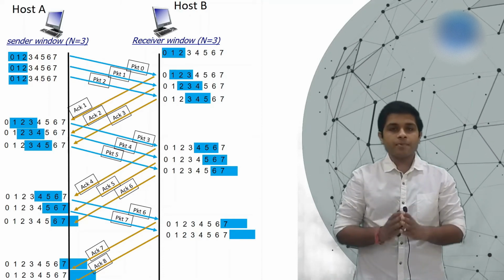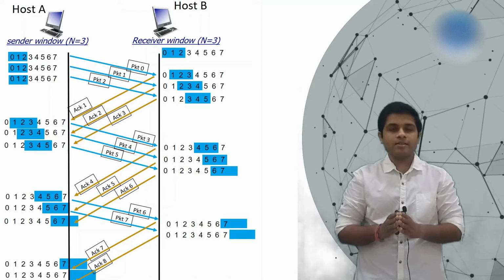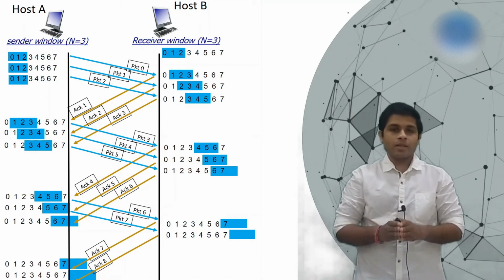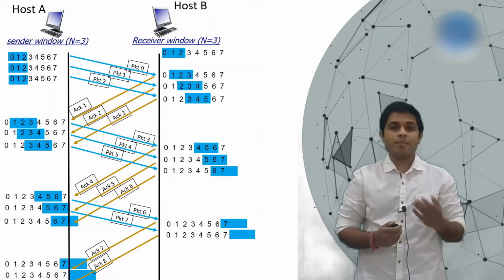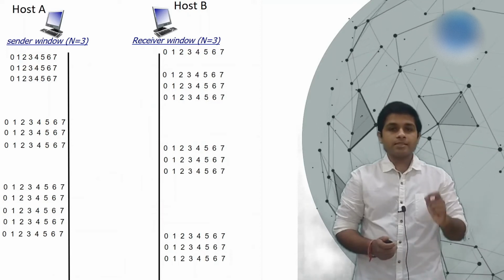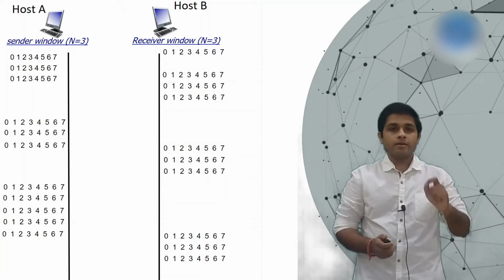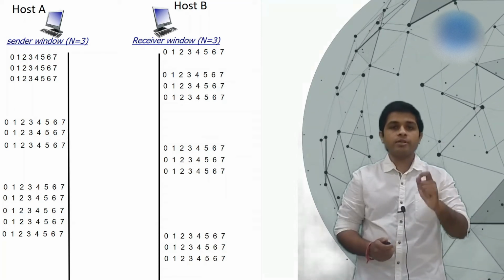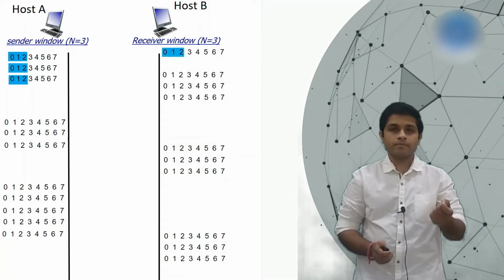But in this example, we have considered that there is no data loss or acknowledgement loss. Now let's see what happens when a packet is lost in the channel. So we are taking the same example, that this is the selective repeat protocol and the size of the sender's window and the receiver's window is 3, right?